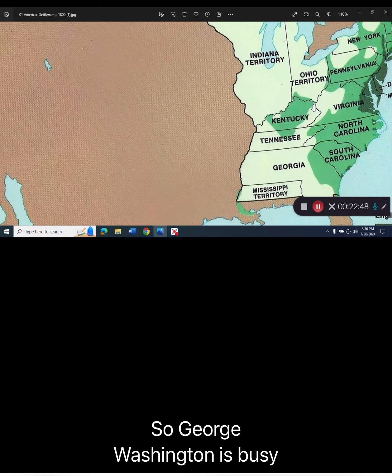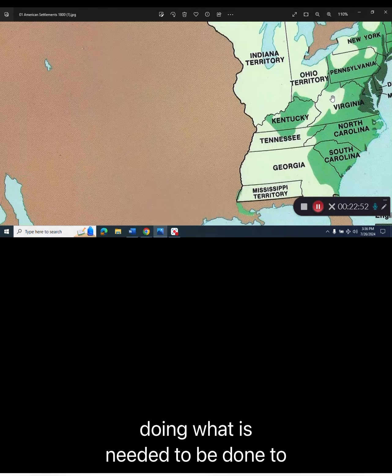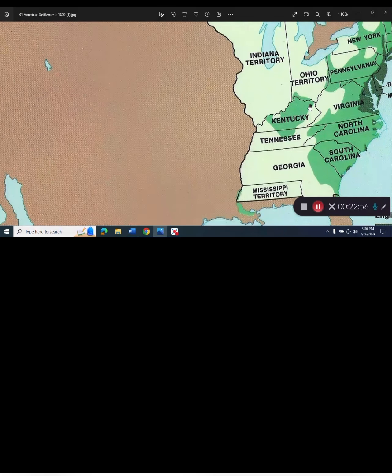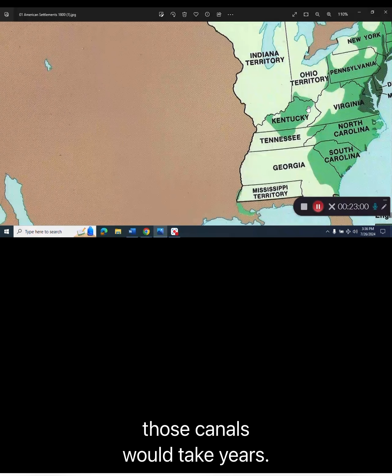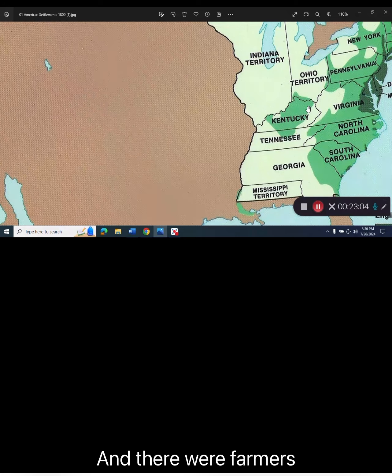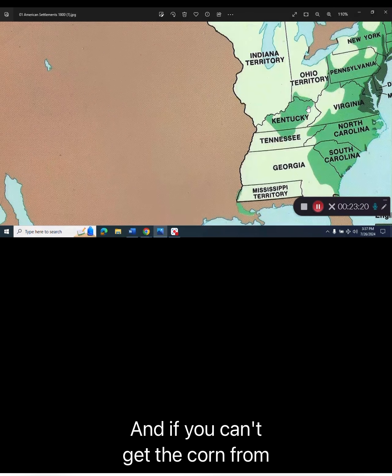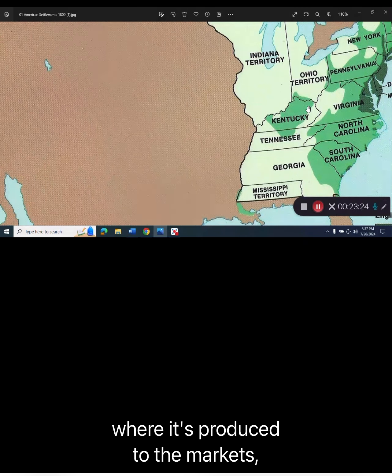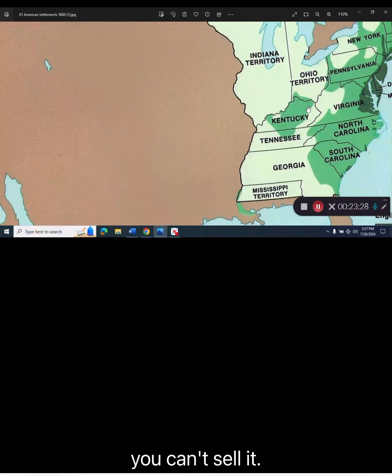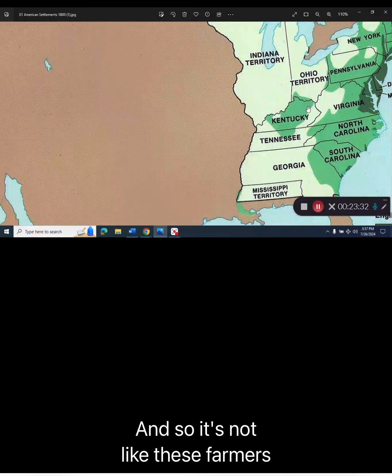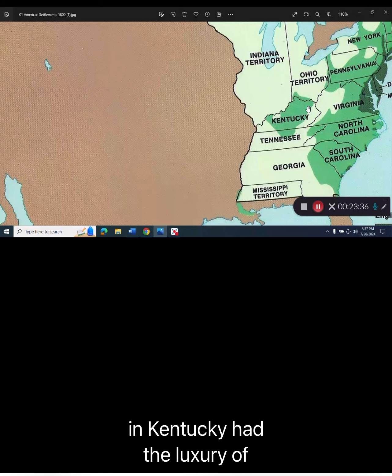So George Washington is busy doing what is needed to get those canals constructed. But the process of constructing those canals would take years. And there were farmers in the area of Kentucky that needed those canals right now, immediately. Because again, what's the purpose of raising corn if you can't sell it? And if you can't get the corn from where it's produced to the markets, you can't sell it. And so it's not like these farmers in Kentucky had the luxury of time where they could simply wait.